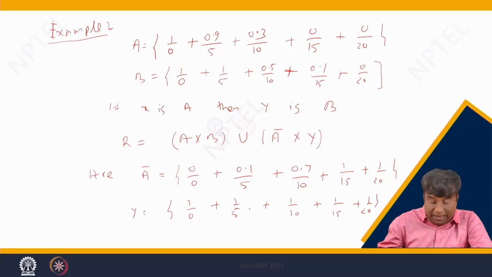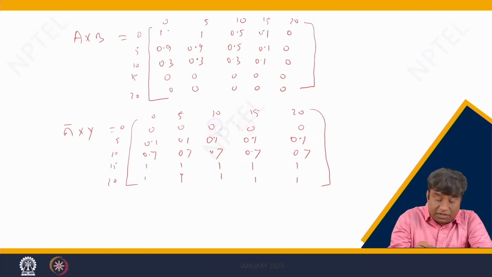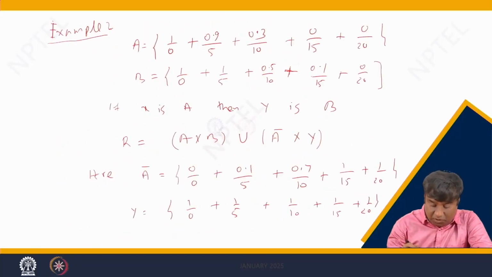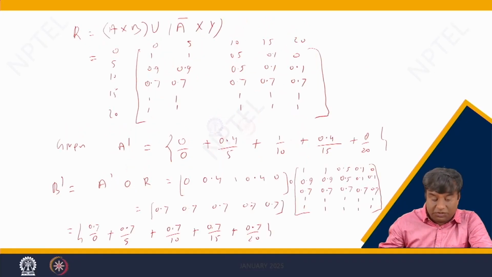So now here you need to find A cross B, that is the minimum of these two. Here the minimum values are 1, 1, 0.5, 0.1, 0. In a similar way, this is the minimum value for A complement cross Y. Now we need to find the union of these two. So R is A cross B union A complement cross Y. So that is the value of R.